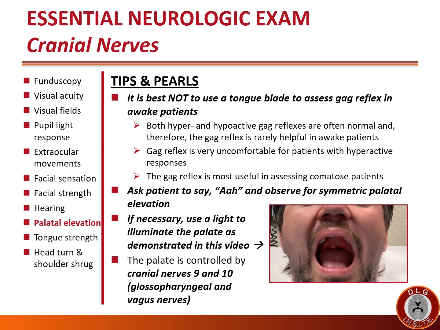The gag reflex is very uncomfortable for patients with hyperactive responses, and the gag reflex is most useful in assessing comatose patients. Instead, ask the patient to say ah and observe for symmetric palatal elevation. If necessary, use a light to illuminate the palate as demonstrated in this video on this slide. The palate is controlled by cranial nerves 9 and 10, glossopharyngeal and vagus nerves.